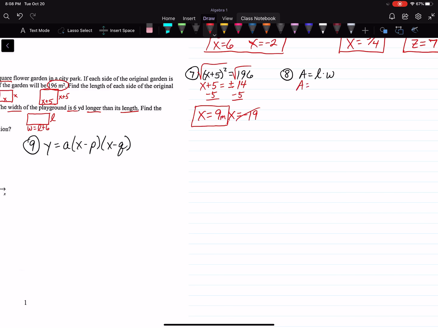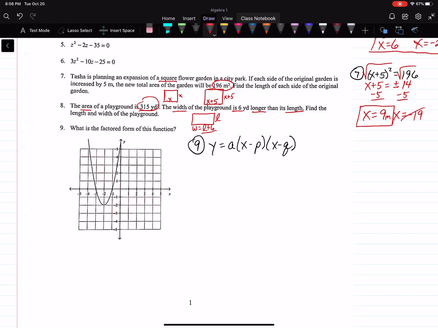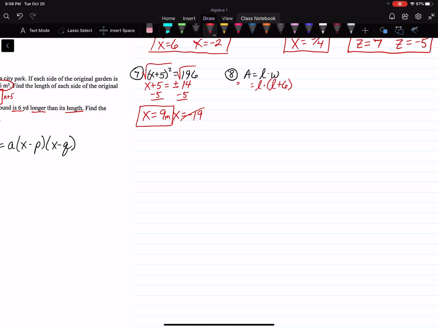So area will be length times, and instead of putting W, we're going to put what W is. W is L plus 6. Oops, I forgot to replace the A. What was the area? It said the area is 315. So I put 315 in for area, and I work it out. That'll be 315 equals L squared plus 6L, if I distributed that L, okay? I'm going to subtract the 315 over to both sides.